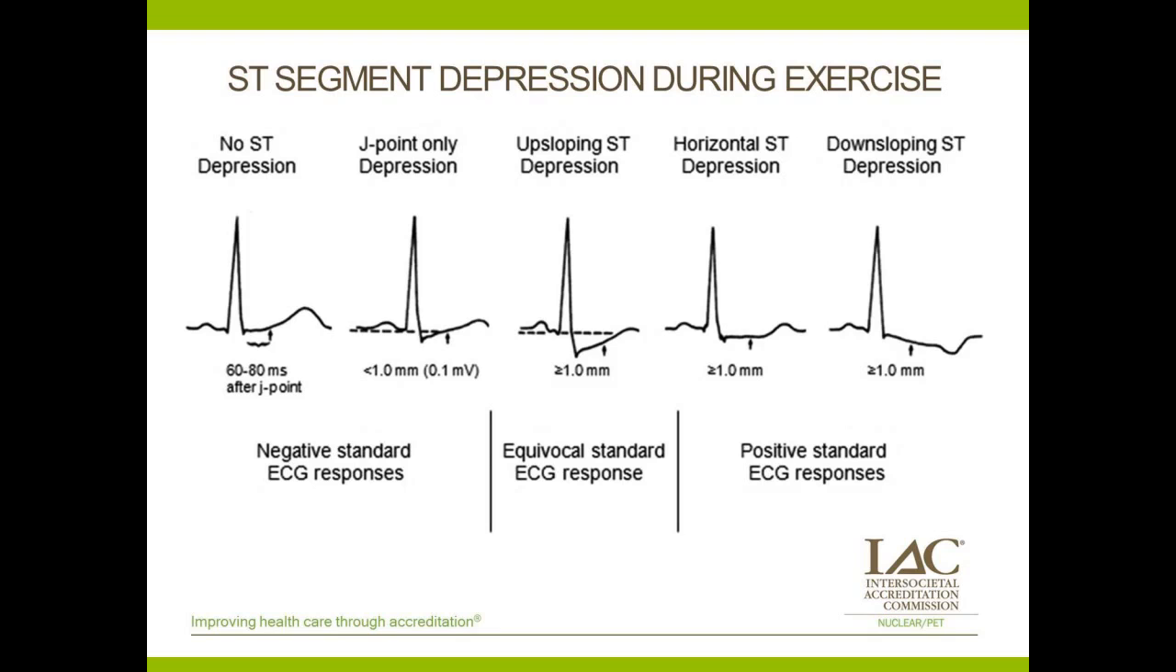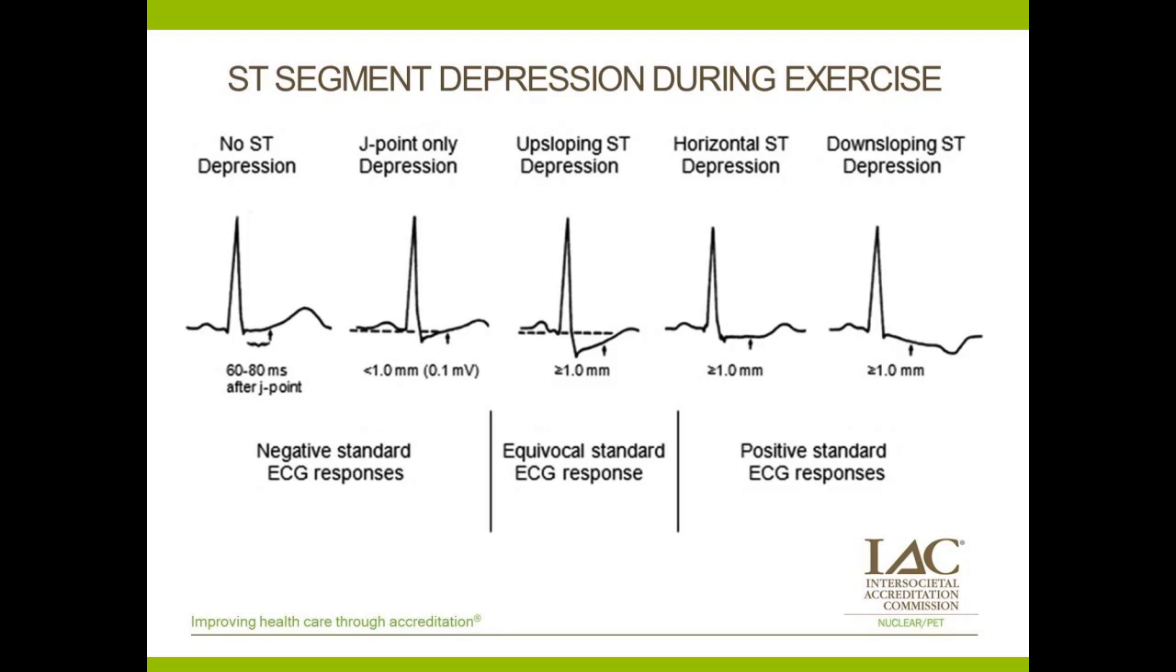I really think it's not worthwhile putting that into a report because it is meaningless. That's just normal physiology and doesn't mean anything as to whether it's a positive or negative test. Instead, you want to determine what the ST segment is doing 80 milliseconds beyond the J point. In the middle QRS complex, you see an equivocal standard ECG response, greater than or equal to 1 millimeter, but it's upsloping, okay?